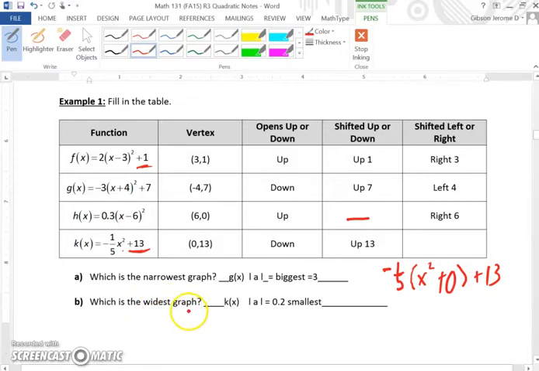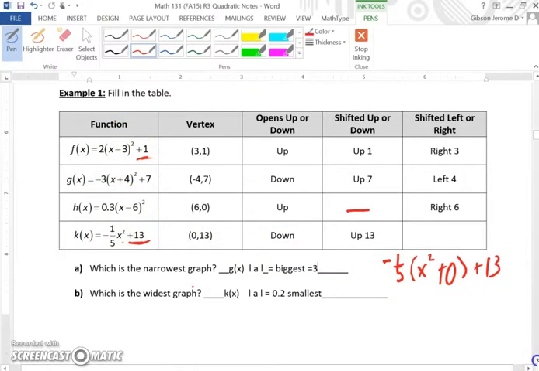Now they say, what is the widest graph? We know the widest graph is the lowest absolute value. When you put all of these in the absolute value, 1/5 is actually 0.2. So that means that k of x is the smallest. And you know with the absolute value, all of these a's would be positive. Are there any questions on page 1?